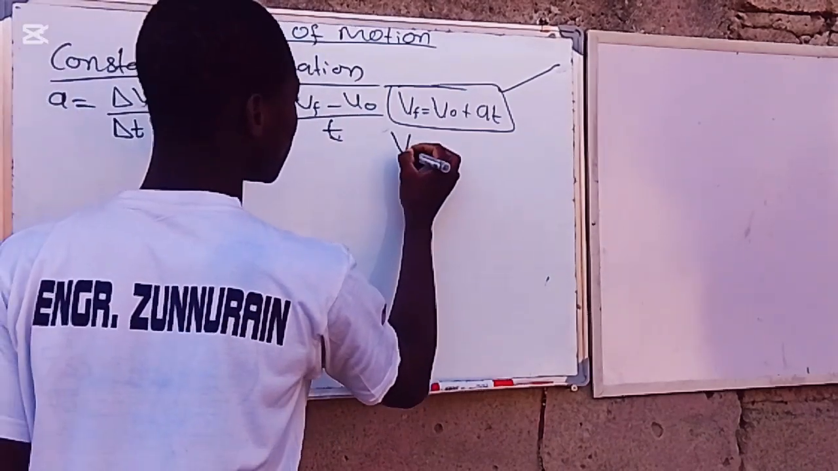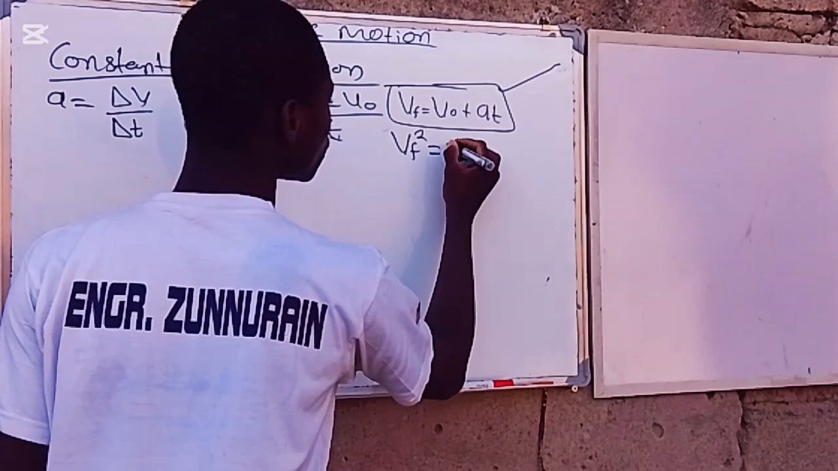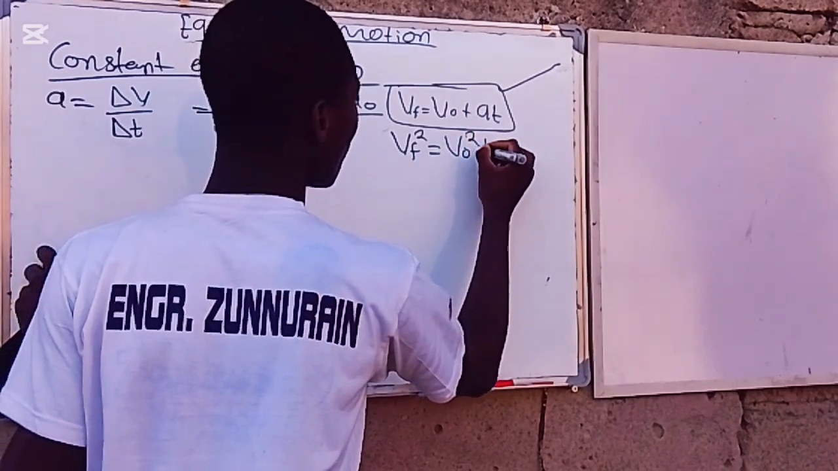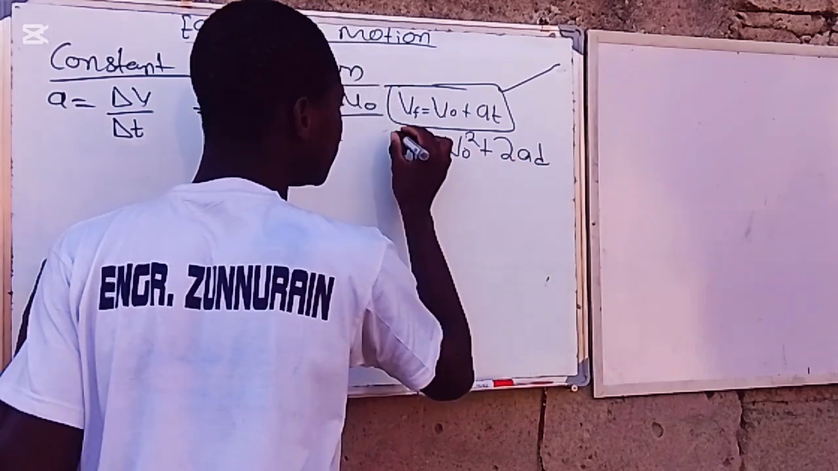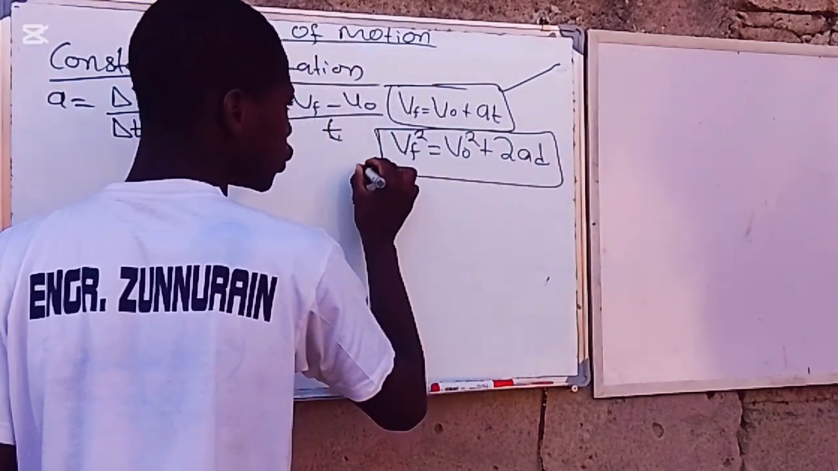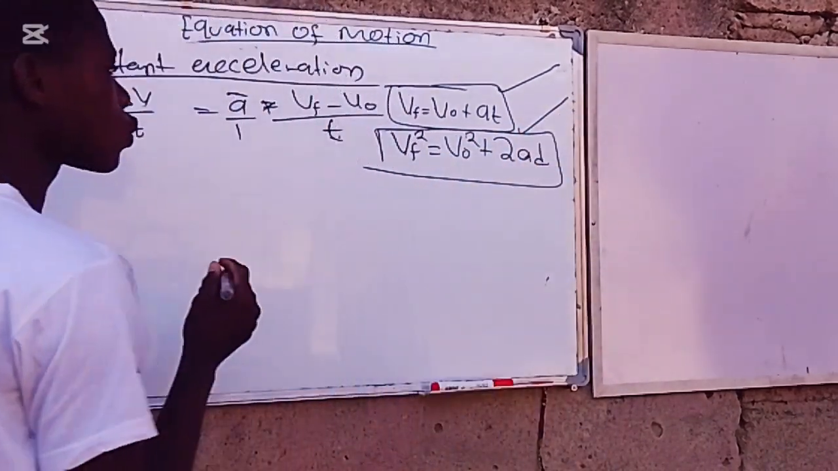And therefore there is another relation, v f squared equals v naught squared plus 2ad. So this is another equation of motion formula. Also keep it in mind.